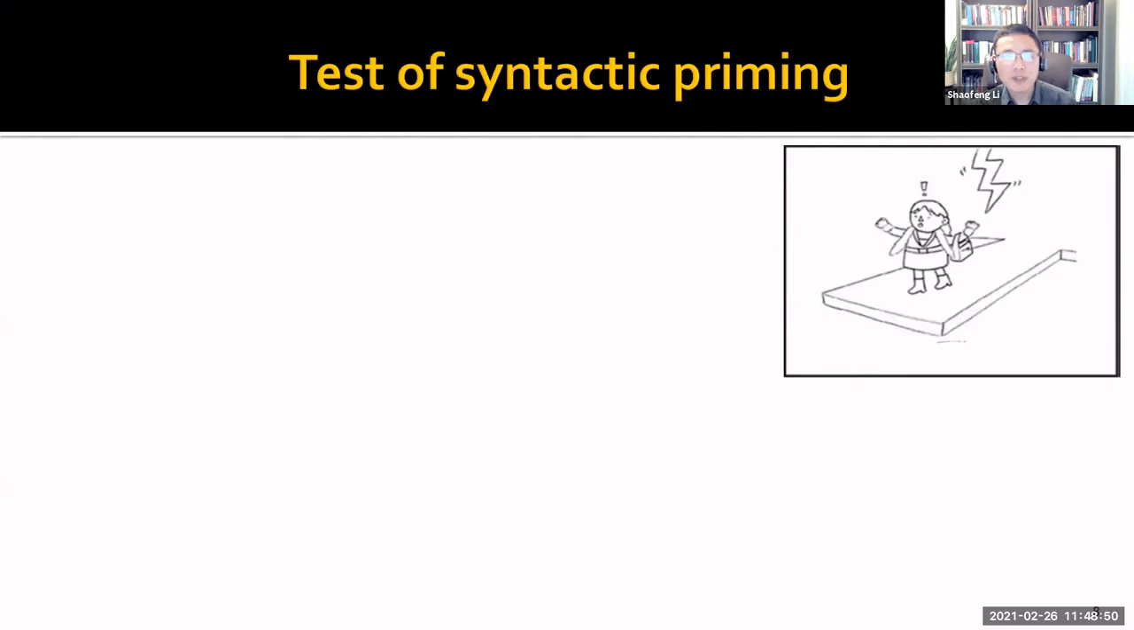Okay, let me provide further explanation for the syntactic priming task that I used.